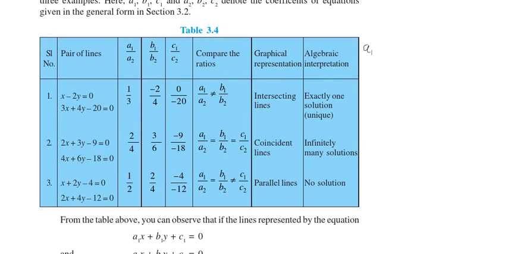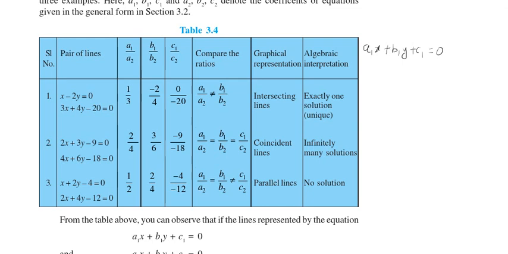a1x plus b1y plus c1 is equal to 0, and the second equation is a2x plus b2y plus c2 is equal to 0. Now this a1, b1, c1 are all real numbers, and a1 and b1 are coefficients. Here a2, b2 are coefficients. So what we do is take the ratio of these coefficients.